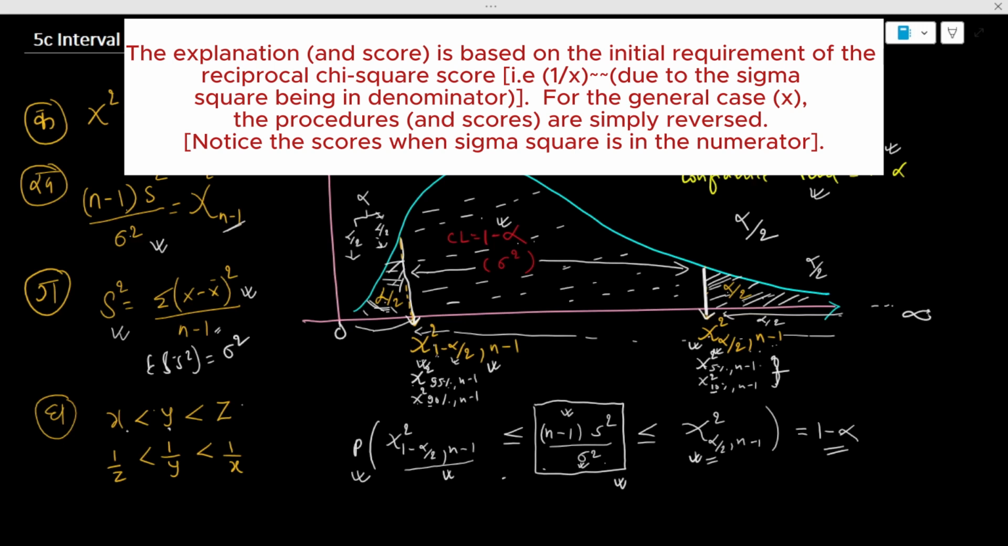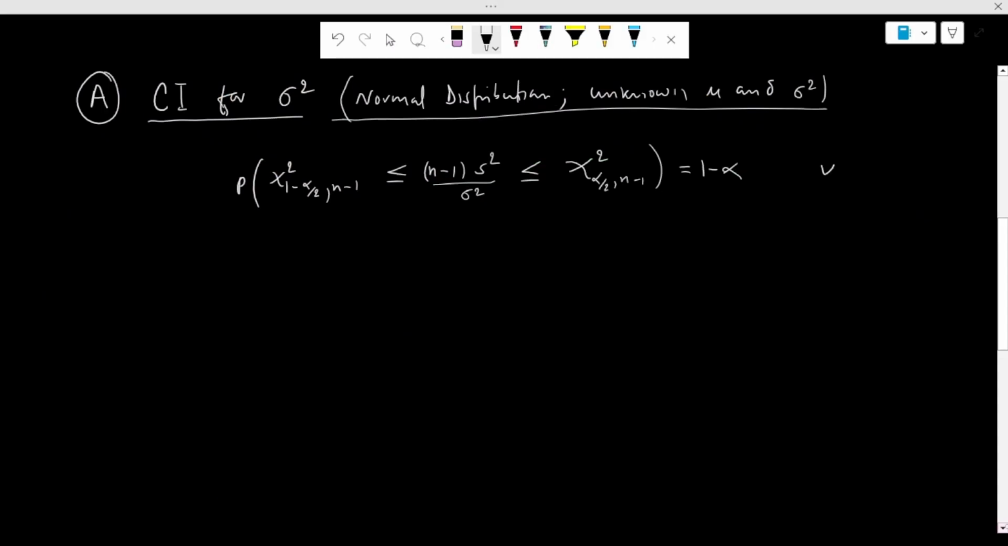If y is greater than x and less than z, then their reciprocals follow this relationship: 1/y is greater than 1/z and less than 1/x. We have just understood this relationship. Now let us apply the reciprocal property.